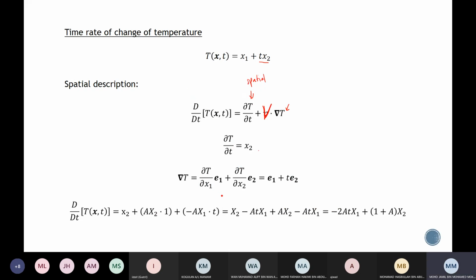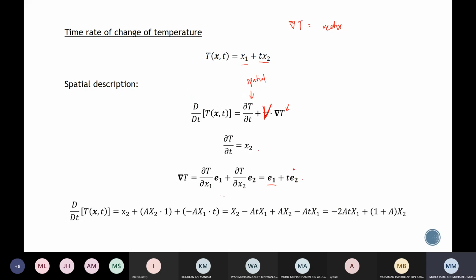And then we find the gradient of temperature. So this is the formula for gradient. So the gradient of temperature, you will get a vector. Okay. So later you can refer to lecture notes on gradient. Okay. So del T del x1 E1 plus del T del x2 E2. So del T del x1 becomes 1 times E1. So you get E1 here. Del T del x2, differentiate this with respect to x2. You get T. So you get T E2.